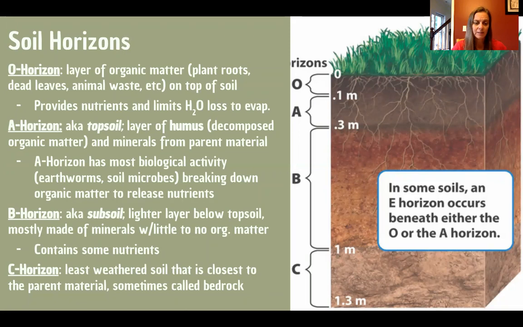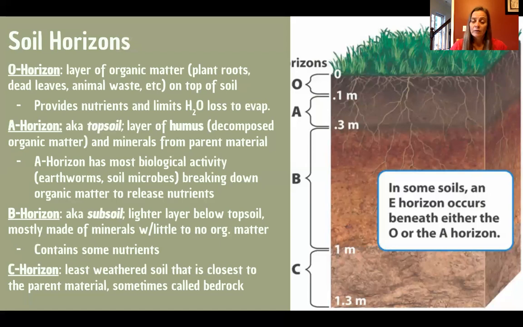Below the A horizon, we have the subsoil or the B horizon. And this is a layer below the topsoil. It is mostly mineral, very little biotic content, very little organic matter. It does contain some nutrients, but not much. And the C horizon is the least weathered soil. It is closest to being the parent material. This is sometimes called bedrock.